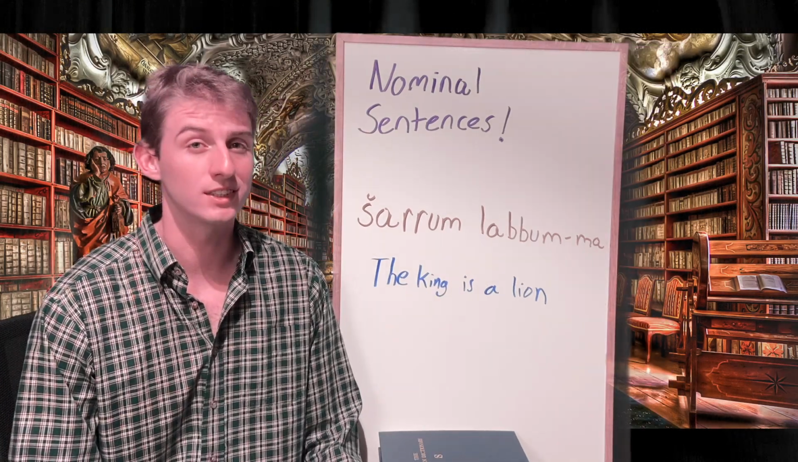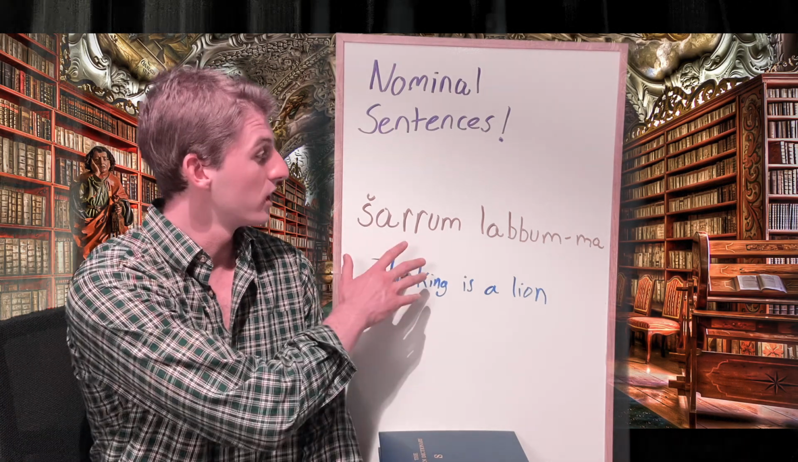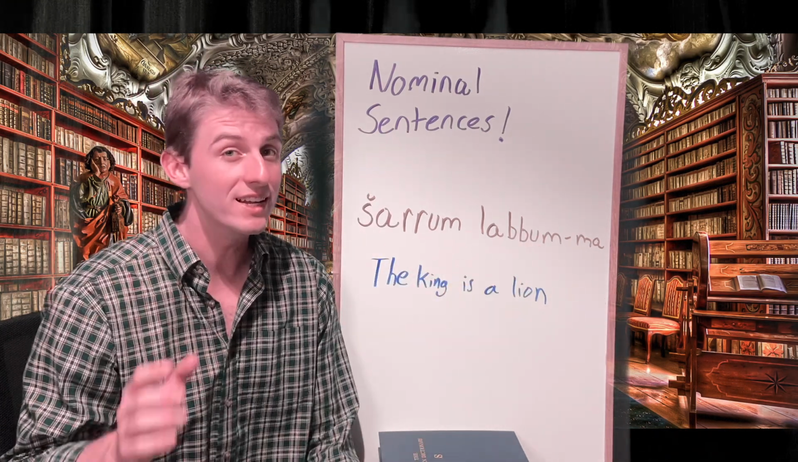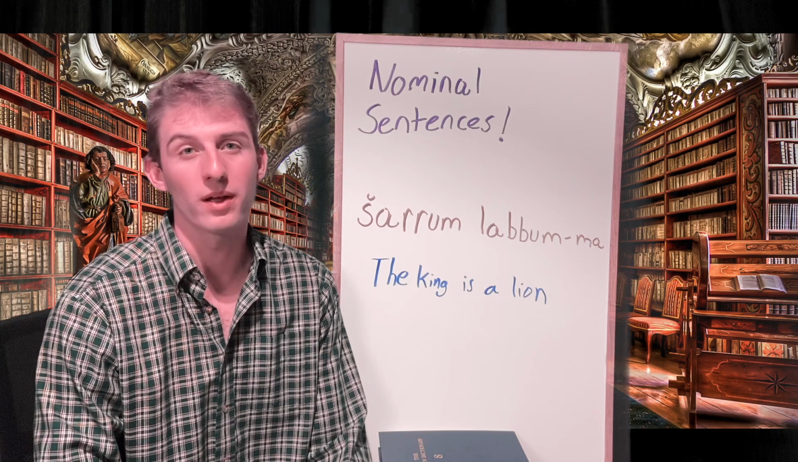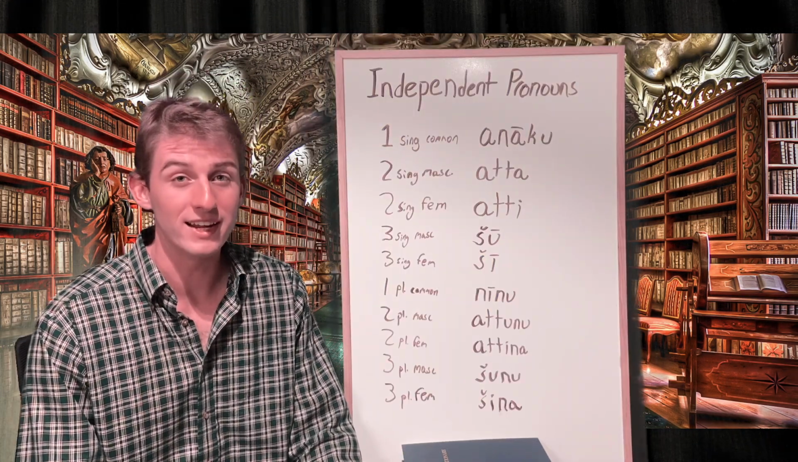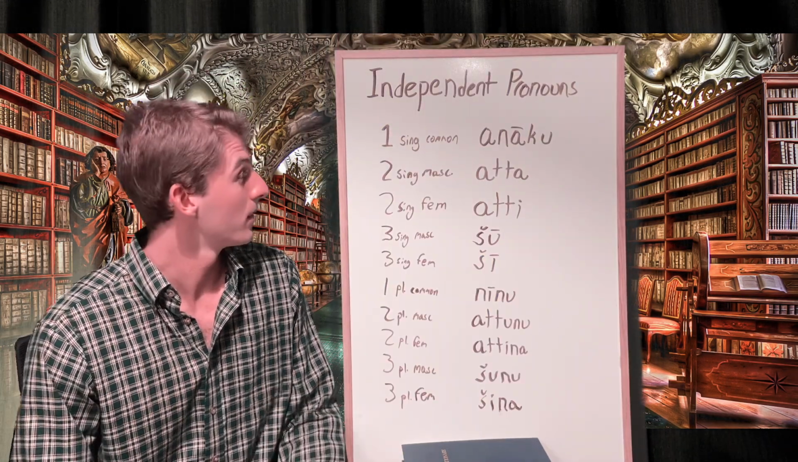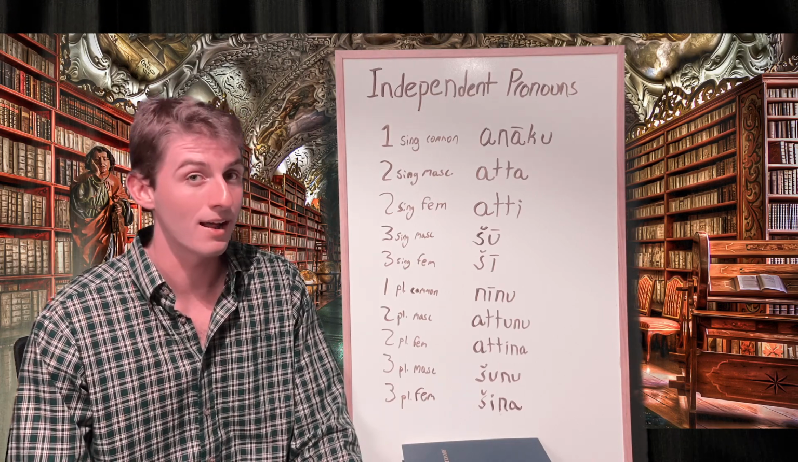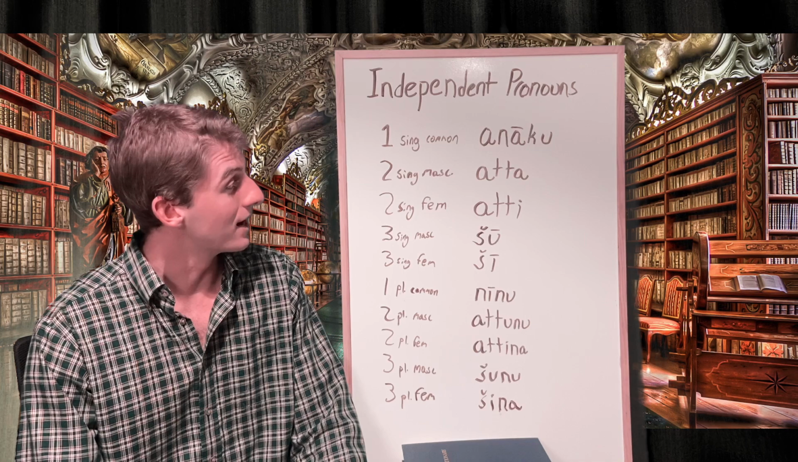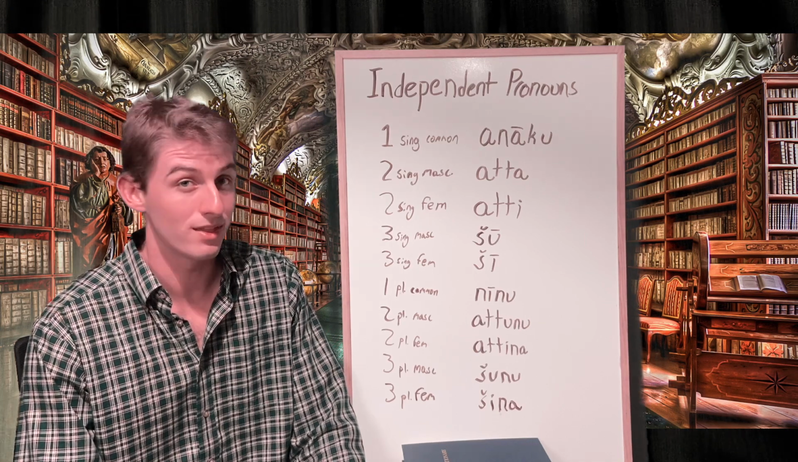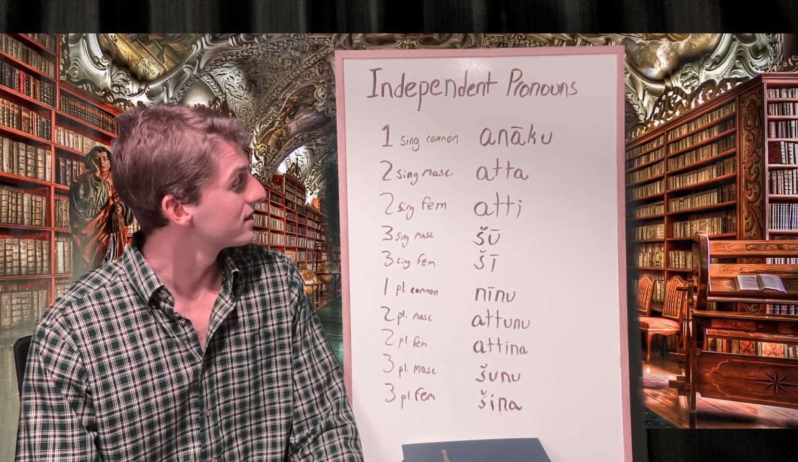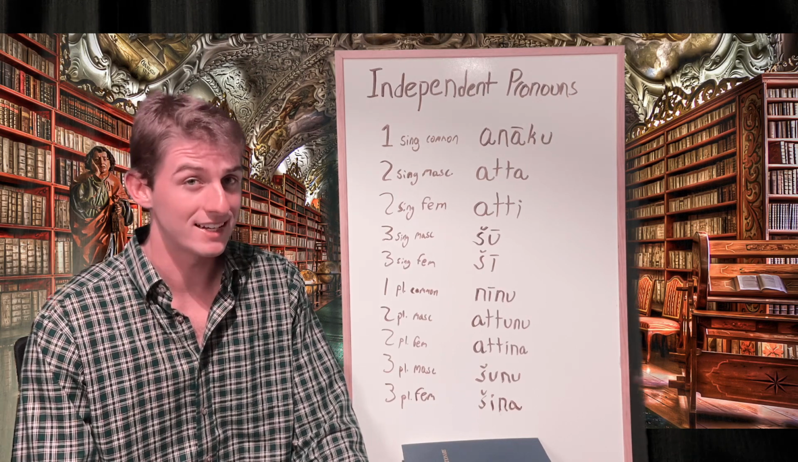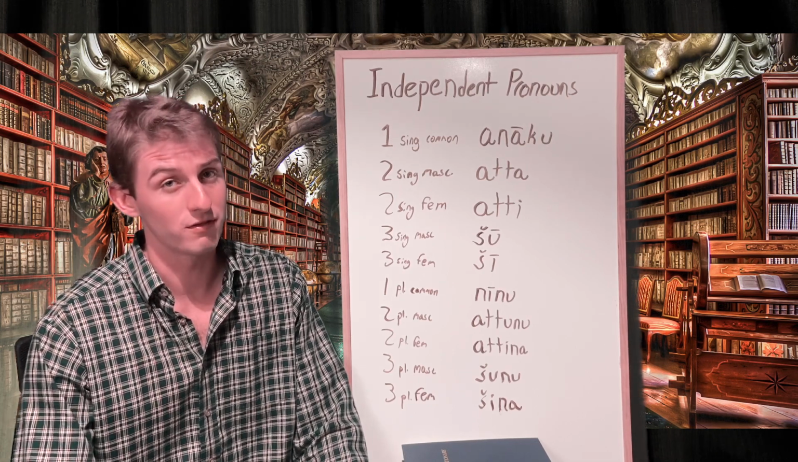While nominal sentences are usually going to be translated as subject followed by predicate, there is an exception when independent pronouns are used. Here's a list of our independent pronouns in Akkadian. For first person singular common, we have the word anaku, which means I. For second person singular masculine, ata, which means you in the masculine. For the second person singular feminine, we have the word ati, which means you but in the feminine.